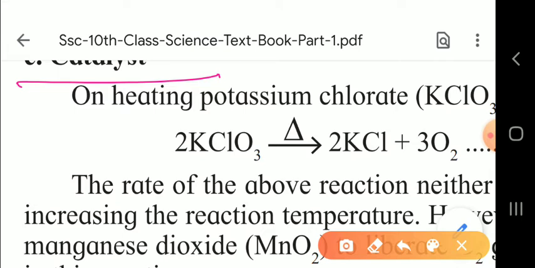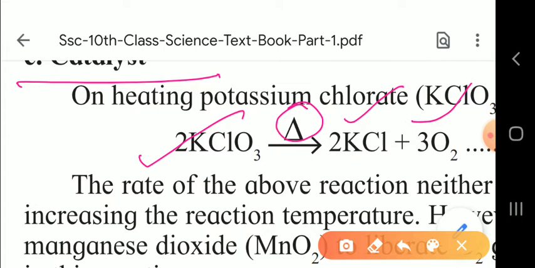Here on heating potassium chlorate, the formula for potassium chlorate is 2KClO3. This sign is for heating. We are heating, then what will be formed? Potassium chloride and oxygen. Oxygen gas will come out or be liberated. So the rate of the above reaction neither increases by reducing the particle size nor by increasing the temperature.